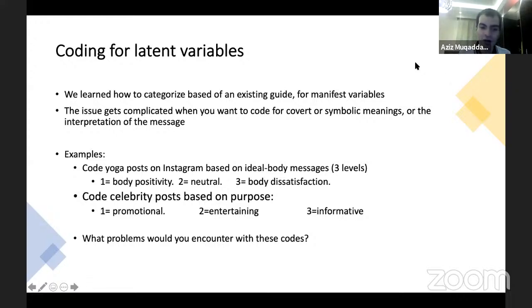You want to code celebrity posts based on purpose, let's say by Anthony Davis or Kevin Durant. Was it promotional, entertaining, or informative? And so, yes, after you expose yourself to the content, you sort of come up with different themes that could summarize what you've seen. What would be a problem, though, in real life? What would be the difficulty regarding this approach? Why would it be difficult?